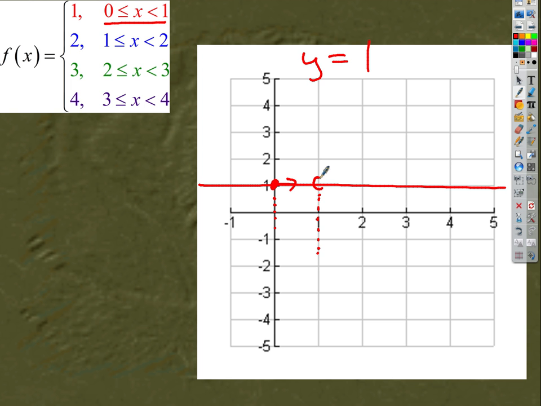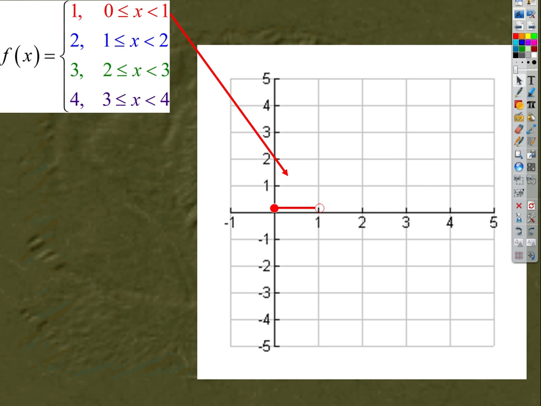I gotta put an open circle there, and it's where that interval in the middle is trapped. Does that make sense? It's an and statement. X is greater than or equal to 0 and less than 1. So it's trapped between those two endpoints. So doesn't it end up looking just like this? Does that make sense? Okay. What about the blue piece? What's the equation for the blue piece?